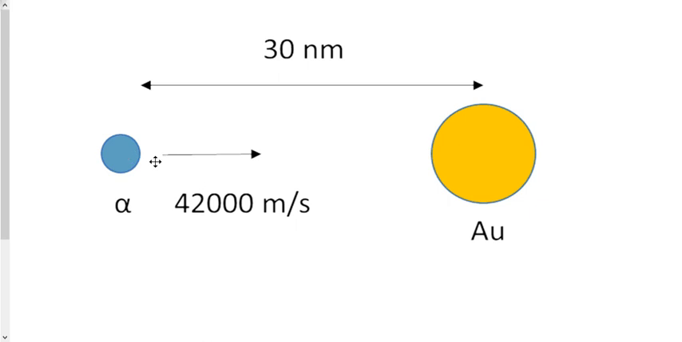An alpha particle is approaching a gold nucleus, like the Rutherford experiment. It's got an initial velocity of 42,000 meters per second. From this position here, what would be the magnitude of the acceleration of this particle?